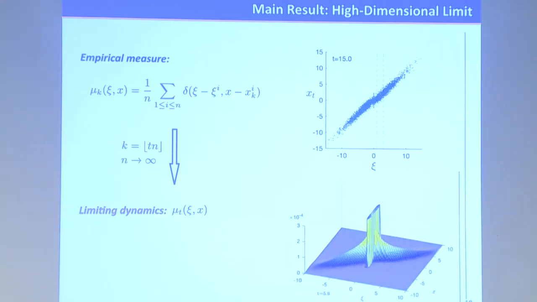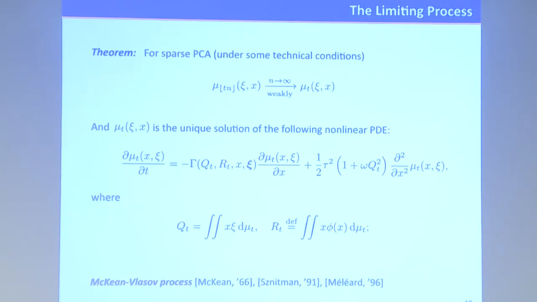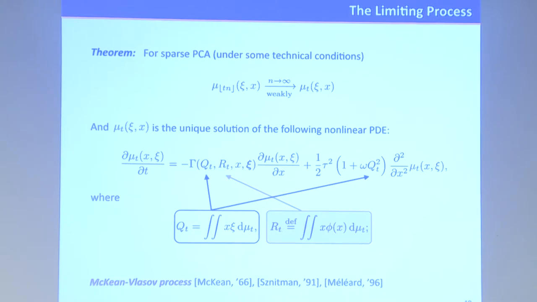So this is a visualization. And how do we get this limiting dynamics? It turns out that this limit, mu t of ksi, x, can be characterized as the unique solution of a nonlinear partial differential equation in this way. It's not unlike the Fokker-Planck equation that I showed you before. There's just a little bit of difference. So at any given time t, this drift term and this diffusion term also have to be time varying.